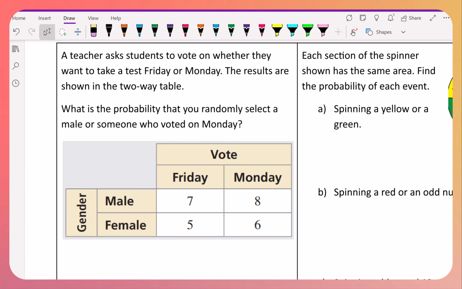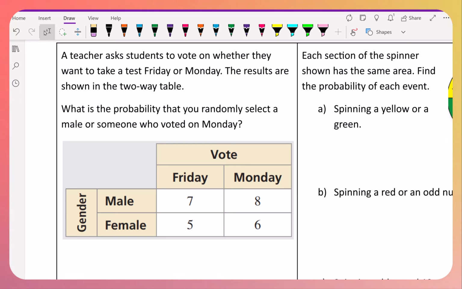Okay, so if we flip it over on the back, we have a two-way table that's helping us organize our information. And sometimes when I have students do probability using the two-way table, they forget about that overlapping condition. So this table has students, ask students if they voted on Friday or Monday, whether they want to take a test on those days, and they divided it up into male and female, and whether they voted Friday or Monday.